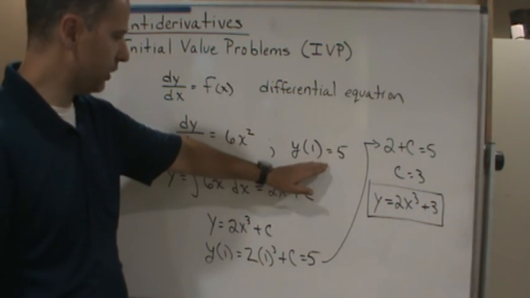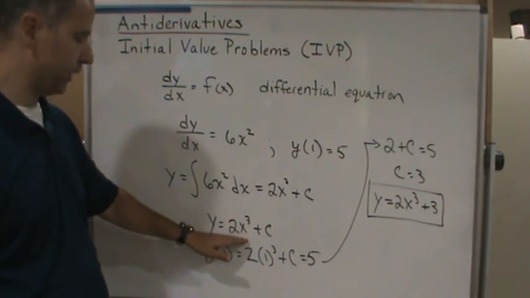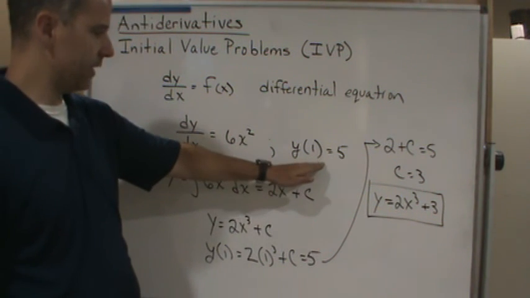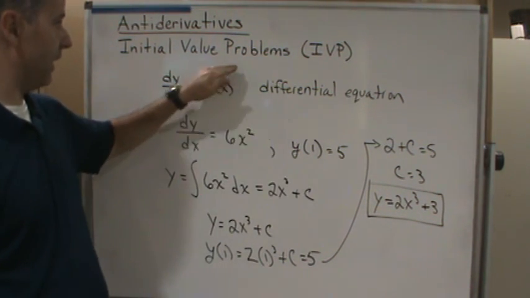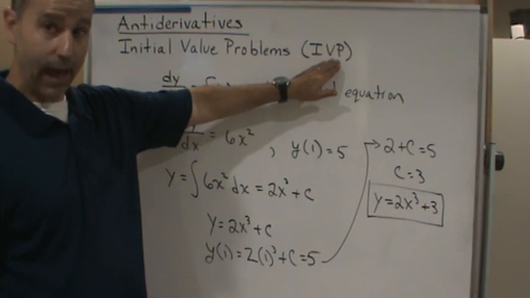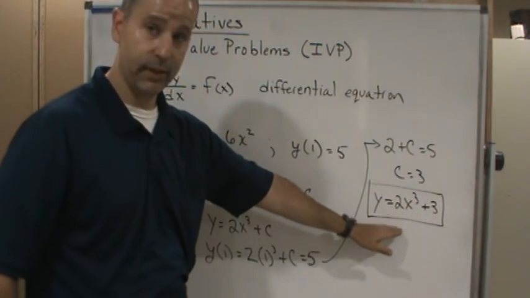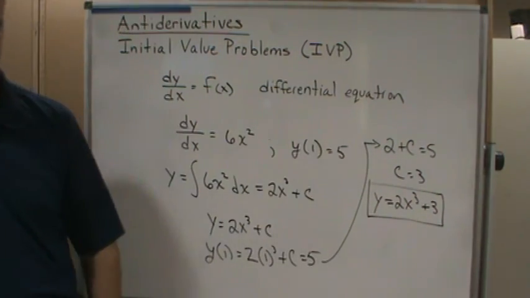If we didn't have the initial condition, then this is the best we could do. But since we're given this initial condition, and it's what we call an initial value problem, we can find the particular solution. And that's it.